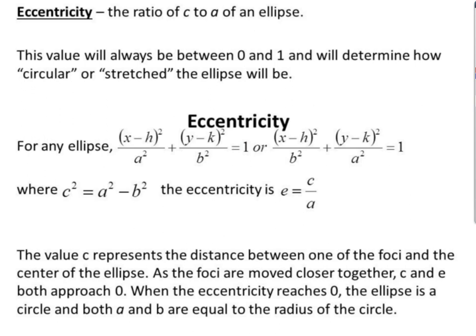Our equation for eccentricity is e is equal to c over a. The value c represents the distance between one of the foci and the center of the ellipse. As the foci are moved closer together, c and e both approach 0. When the eccentricity reaches 0, the ellipse is a circle, and the closer it gets to 1, the more stretched out it will be.